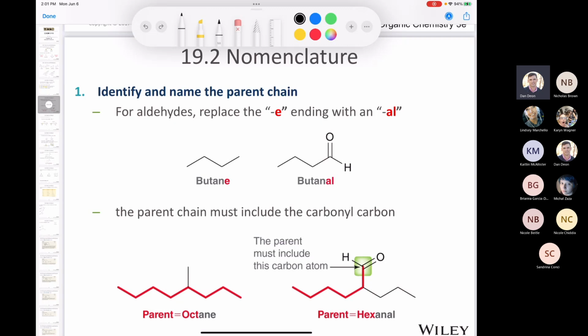that carbonyl carbon. Here in this alkane, our parent chain has 8 carbons. And we still have a chain of 8 carbons in this compound, but it doesn't contain the carbonyl group. And so this compound would be 2-propylhexanal, because we have to choose the parent as having the carbonyl group on it.